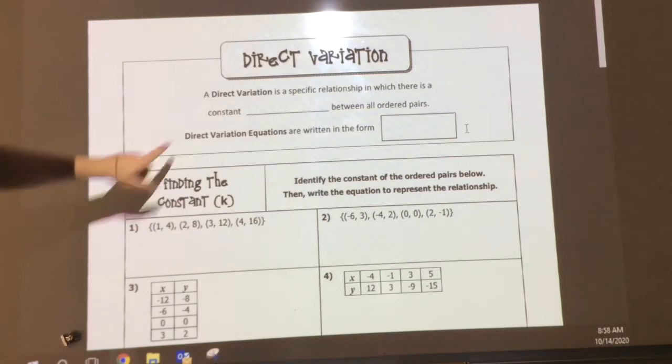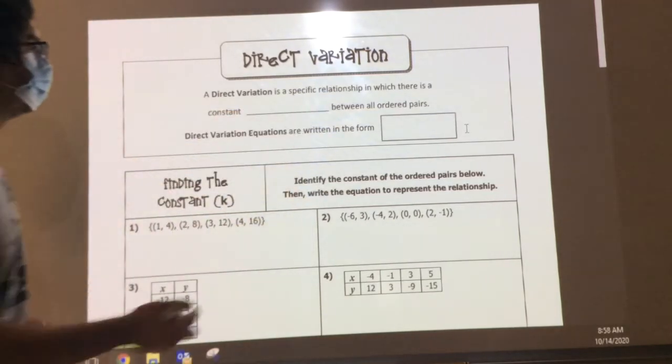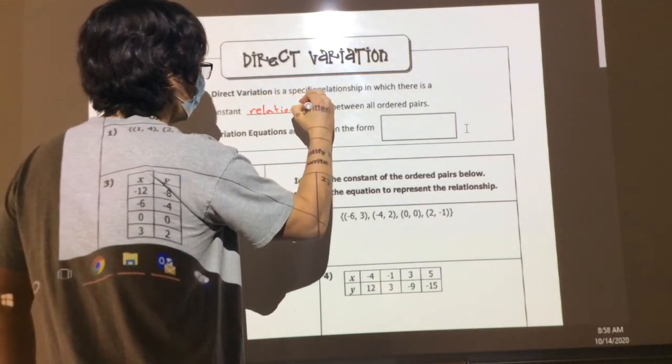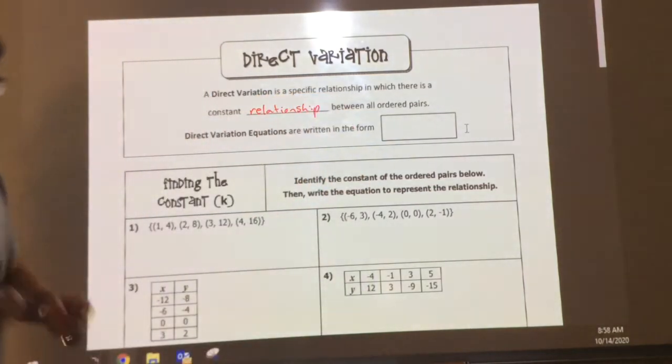Direct variation is a specific relationship in which there is a constant relationship between all ordered pairs. Okay, let me ask you this question. Now I'm going to make you dig a little bit on this one. So if you don't know the answer, don't take it personally. If there is a constant relationship between all ordered pairs, every single one, what does that mean that we don't have?